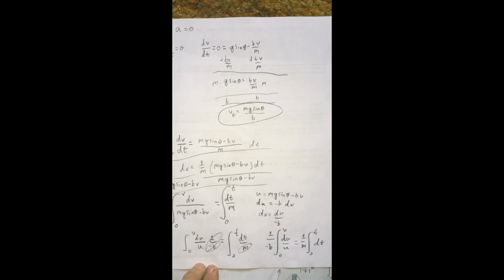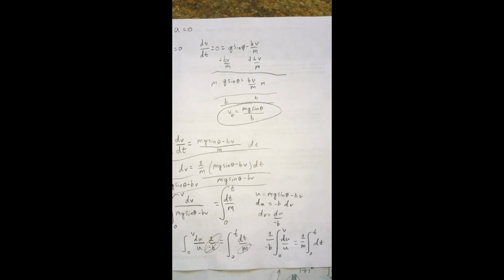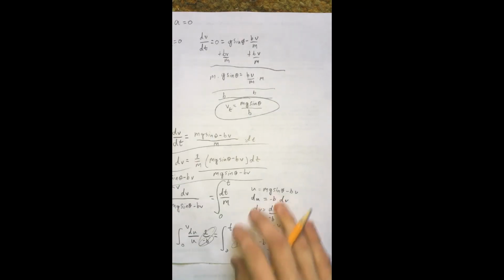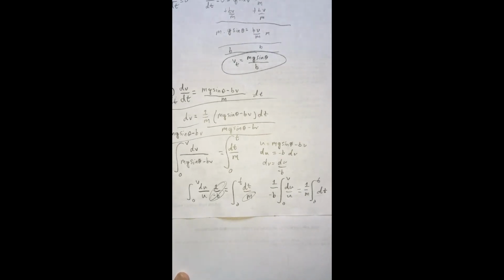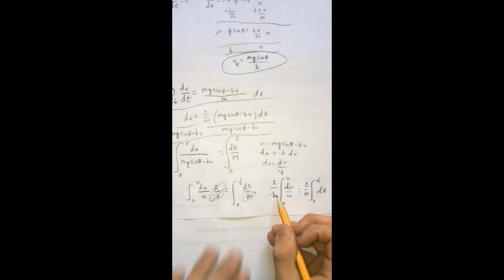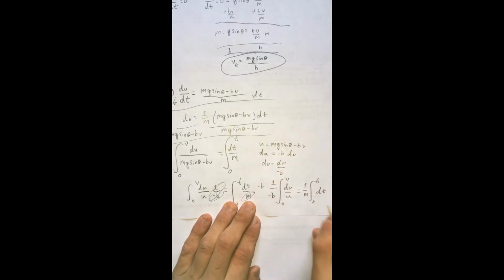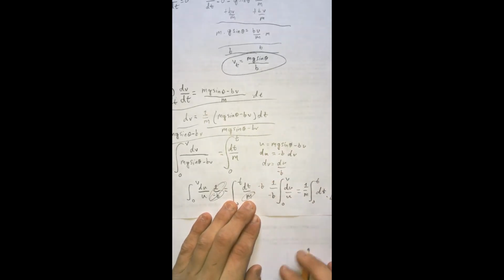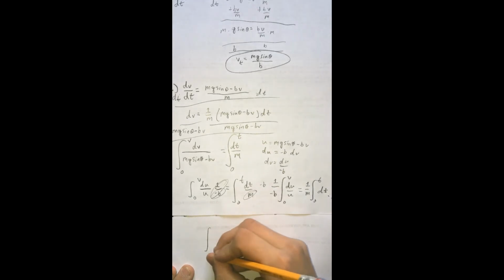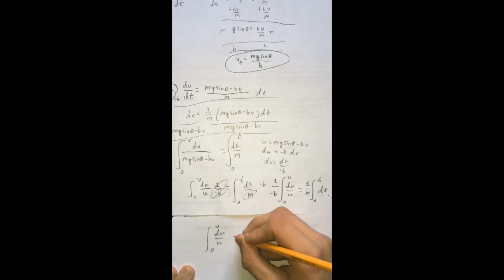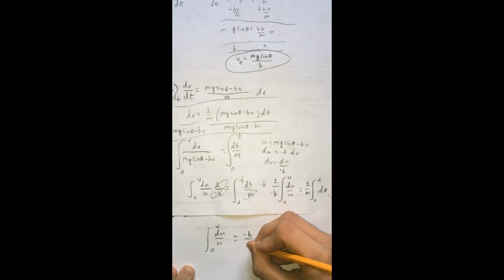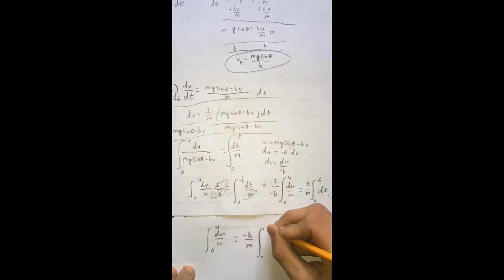Now I'm going to switch to another piece of paper because I ran out of room on that one. But I'll move this up here. So we now can move this negative b over to the other side, and we get integral from 0 to v of du over u is equal to negative b over m times the integral from 0 to t of dt.